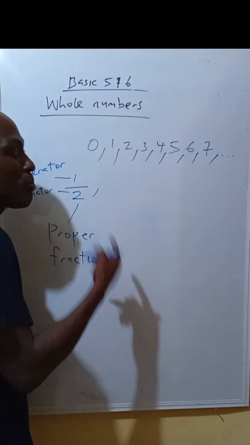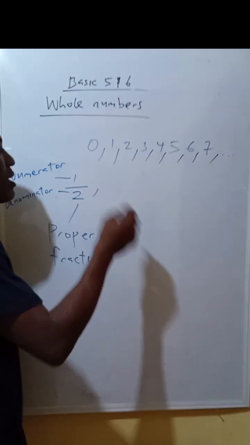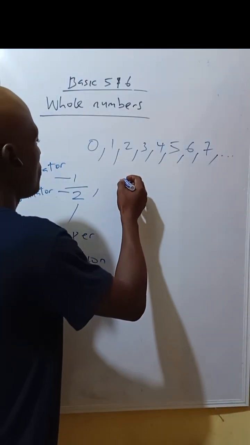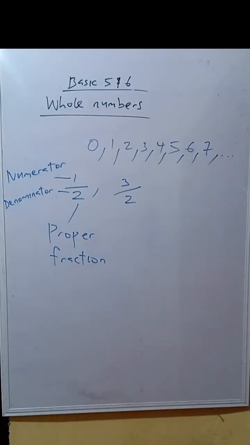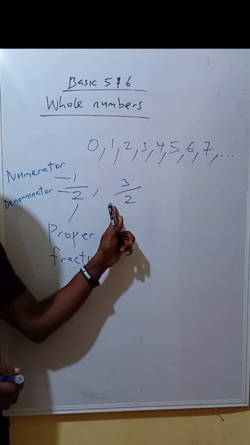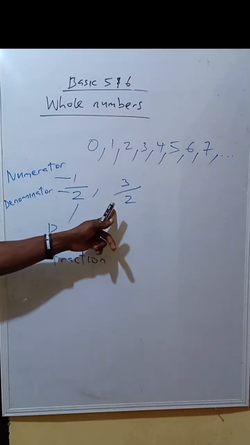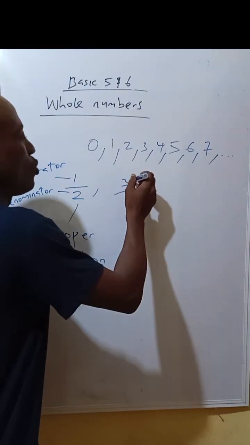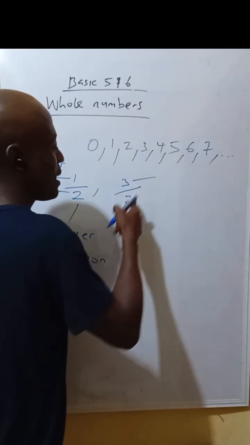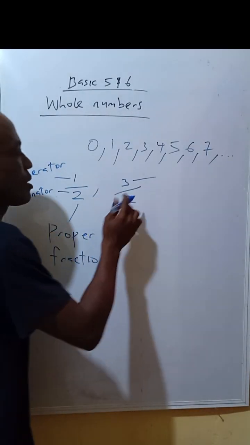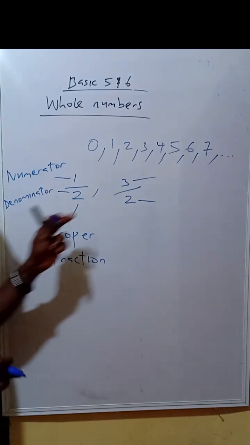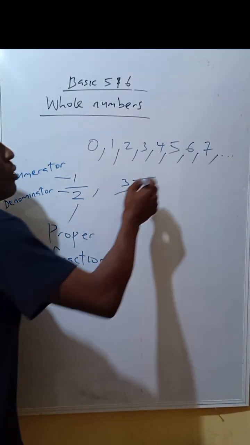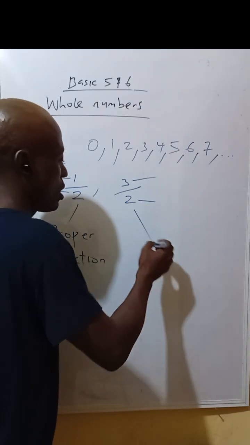Then the one that is not proper, which is improper, the opposite of a proper fraction, it is this: 3/2. So are you with me? 3/2. This whole number here is bigger than the one here, is greater. This is greater than this. 3/2. This is greater than what? So 3 is greater than what? 2. That's why it is called an improper fraction.